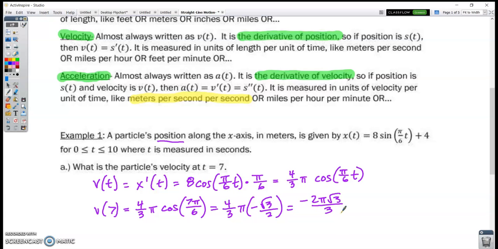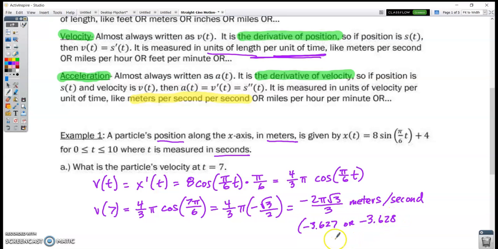And I need units here. And my units, since the position is measured in meters and the time is measured in seconds, velocity is measured in units of length per unit of time. So this is going to be meters per second. And if you're one of those people who likes decimals and you punch this into your calculator, either of these two answers, because of the rounding and truncation, would be acceptable answers for this particular question.